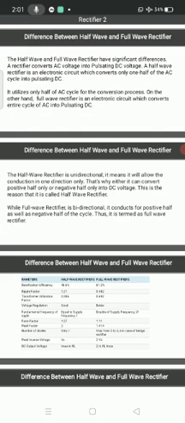See here, they clearly mention in case of half wave rectifier, it converts only one half of the AC cycle into pulsating DC. It utilizes only half of the AC cycle for the conversion process. On the other hand, the full wave rectifier is an electronic circuit which converts the entire cycle of AC into pulsating DC. See here the main difference.